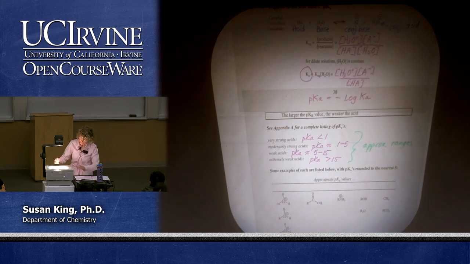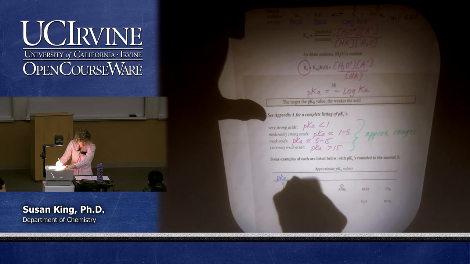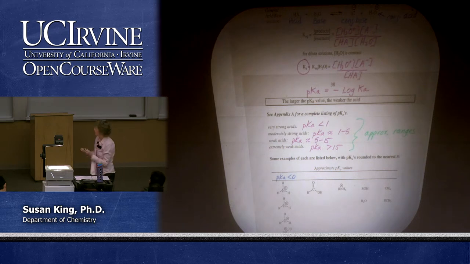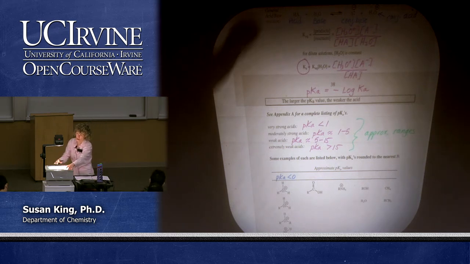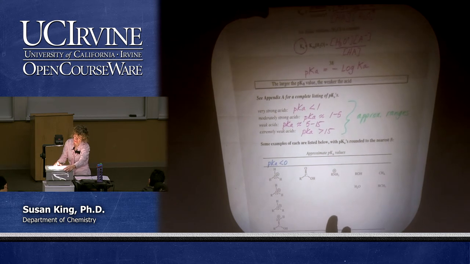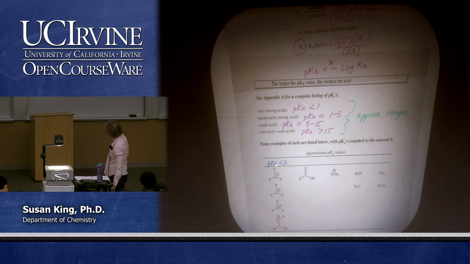This first part right here, these are all very strong acids. These are pKa less than 0. So you're just going to remember these as 0. And you can see what these all have in common is that we have oxygen bonded to 3 groups, with at least one of those groups being hydrogen. So here's hydronium ion. So we can think of this as the hydronium ion family.